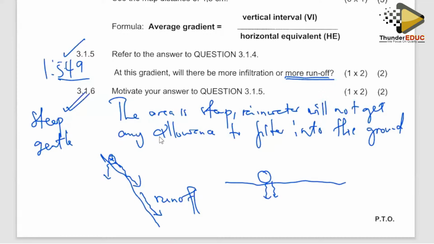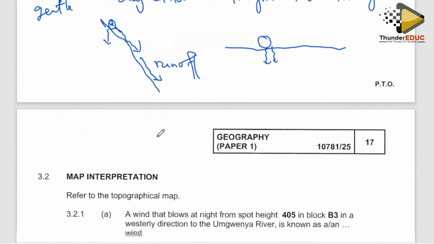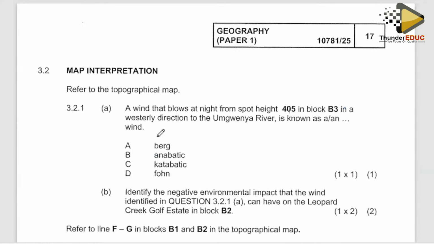The area is too steep, and hence there is no allowance for raindrops to filter into the ground surface. They can only filter if they have time to settle on the ground surface. They cannot settle there because the ground is steep. The only way to survive is to flow down the steep sloping area. Right, move on to the next question.